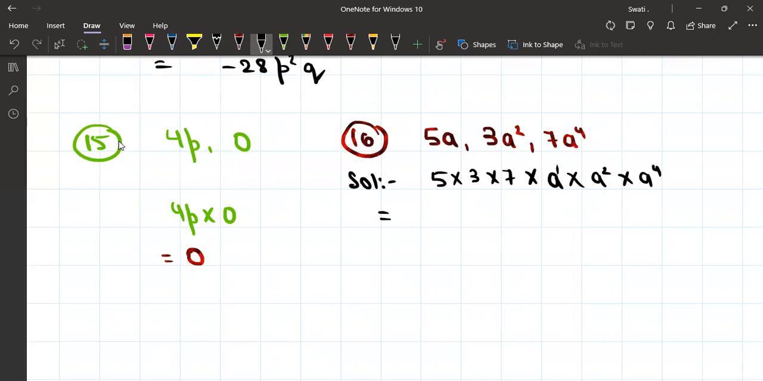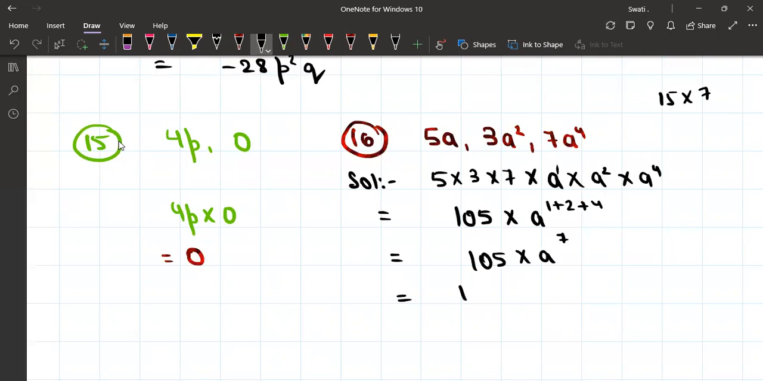So 5 times 3 is 15, and 15 times 7, the answer is 105. So 105 times a raised to 1 plus 2 plus 4. This is what I had explained, not just for 2 terms, but more than 2 terms as well. So 105 times a raised to, 4 plus 2, 6, 6 plus 1, 7. So 105 times a raised to 7, that means it will be this one. Okay, so this is very perfect.